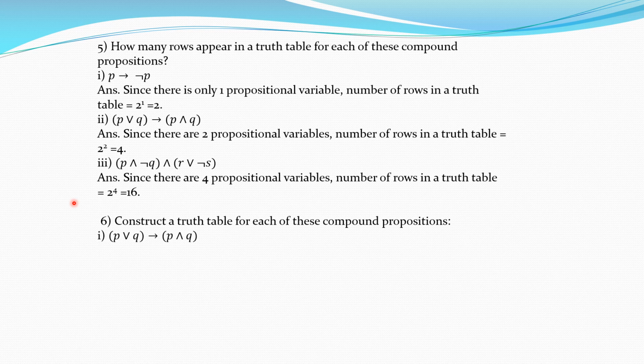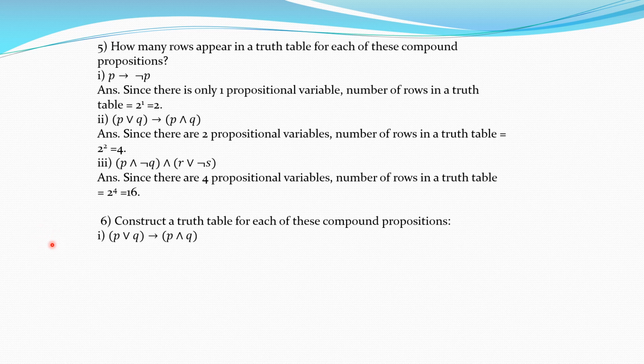Now, in the next problem, we have to construct a truth table. Now, the statement is P or Q implies P and Q. Now, the first thing is how many columns and how many rows there will be. As there are only two variables, there will be 2 squared, that is 4 rows in the truth table. Now, considering the requirement in the statement, we prepare the columns. As there are two variables, the first column is of P, the second column is of Q.